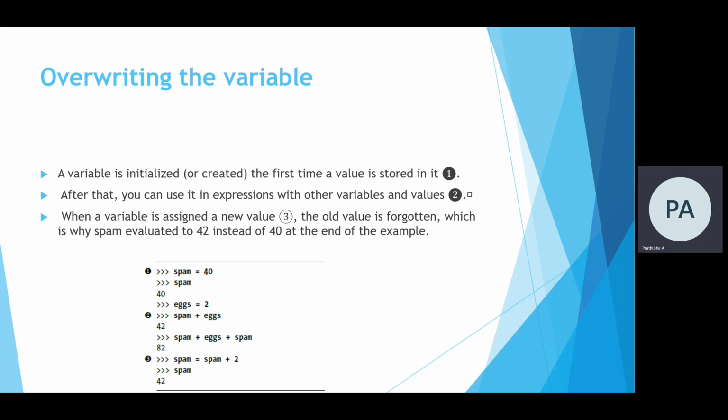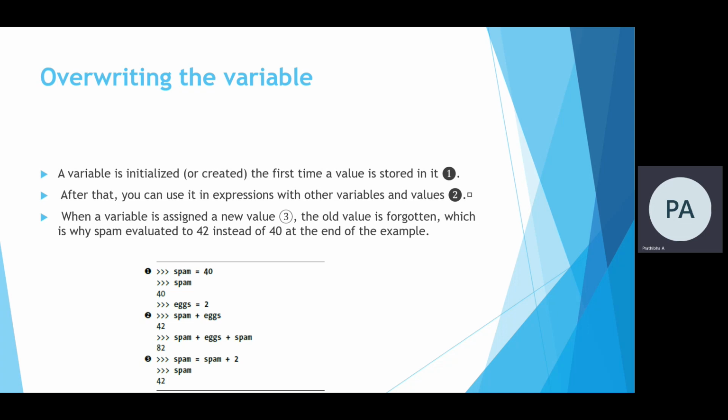Overwriting the variable. A variable is initialized or created the first time a value is stored in it. After that, you can use it in expressions with other variables and values. When a variable is assigned a new value, the old value will be forgotten. That means once I have already stored a value, like in the last example, spam = 42, I have saved the value 42 inside the spam variable.